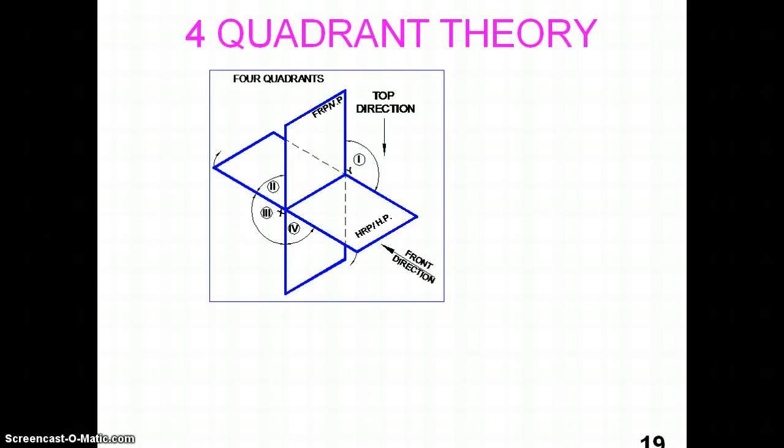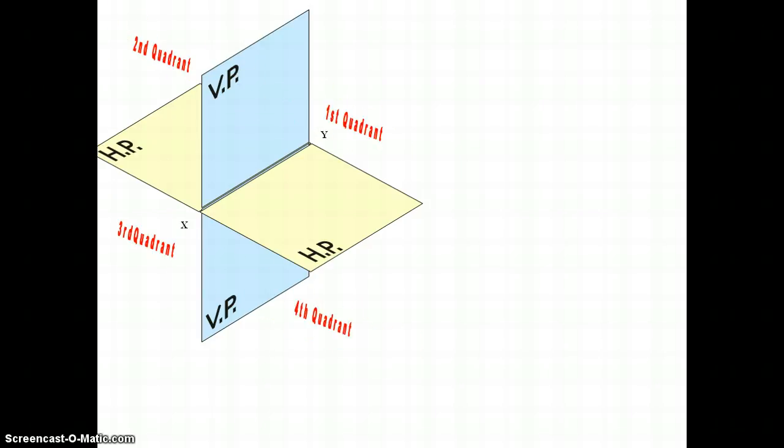The next one is quadrant theory. Generally, four quadrants are available: the first, second, third and fourth quadrants. The four quadrants are classified based on position relative to the vertical plane and horizontal plane: in front of the vertical plane and above the horizontal plane, behind the vertical plane and above the horizontal plane, behind the vertical plane and below the horizontal plane, and in front of the vertical plane and below the horizontal plane. They are called the first quadrant, second quadrant, third quadrant, and fourth quadrant.